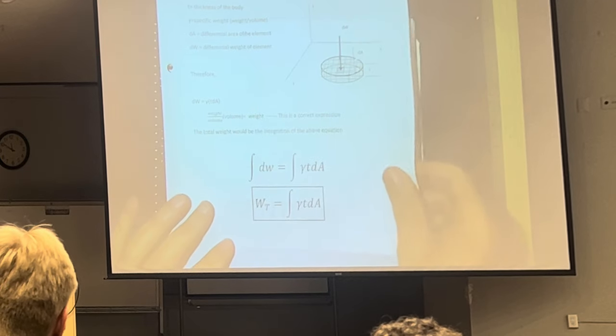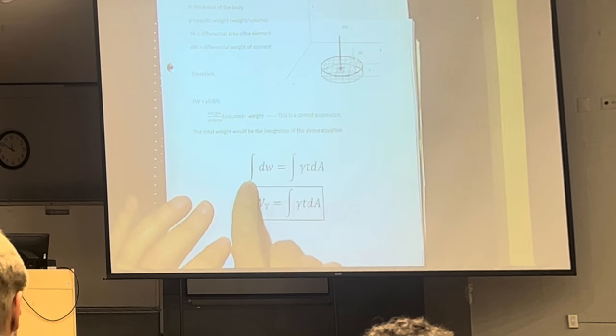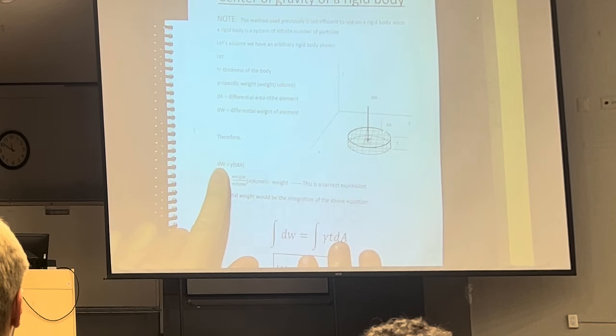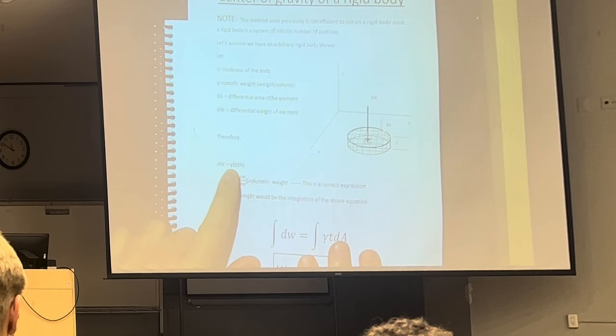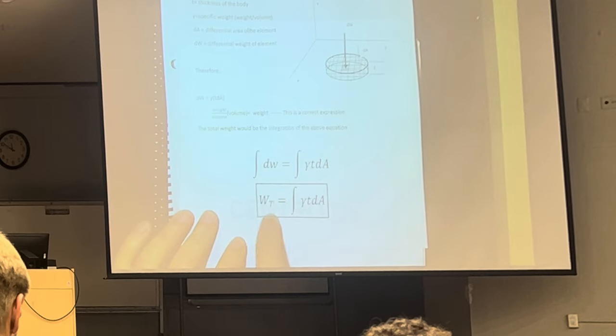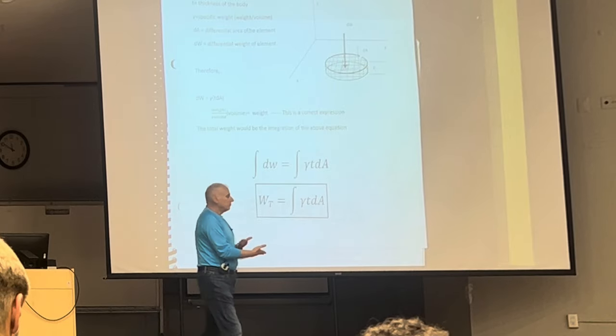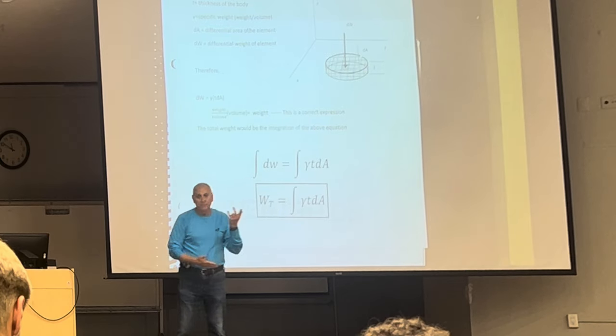So a summation leads you to a Riemann sum in calc, which in essence is an integral. So I'm going to integrate this side. Integral dW is equal to integral gamma T dA. Well, when you integrate dW, I'm going to get the total weight. That's going to be my denominator. Okay?